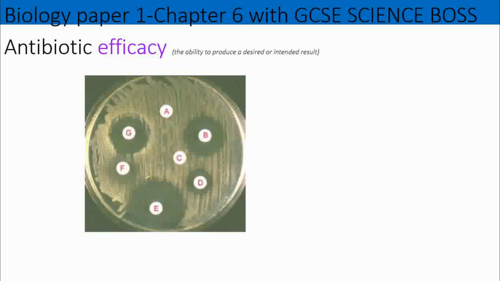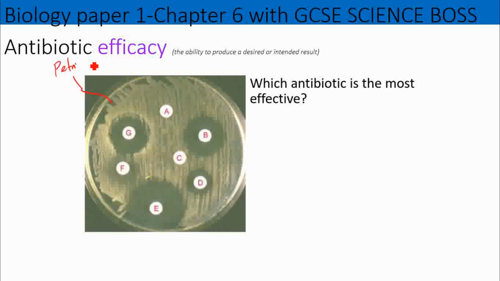So as you can see here, what we have is different antibiotics, A all the way to G, and around each you can see a zone of exclusion, okay? What we have here is bacteria being grown on a petri dish. So you have a petri dish, and in that petri dish you have agar gel, and on that agar gel you have bacteria. Now, as you can see, there are regions where the bacteria is not growing.